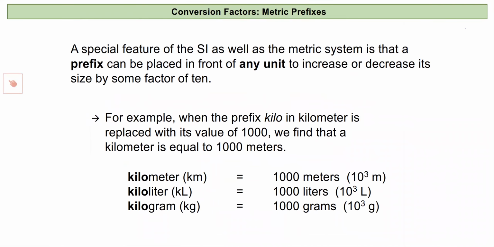Let's take a closer look at the metric system, because we'll use metric conversions quite a bit in this class. The beautiful thing about the metric system is that prefixes are used in front of units to increase or decrease how large they are. So if we have a prefix like kilo in front of meter, making kilometer, that means instead of 1 meter, we're talking about 1,000 meters. And so these create really simple equalities that are conversion factors. So a kilometer is 1,000 meters, a kiloliter is 1,000 liters, a kilogram is 1,000 grams.